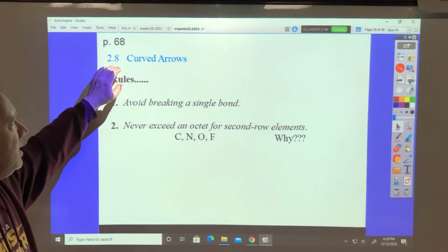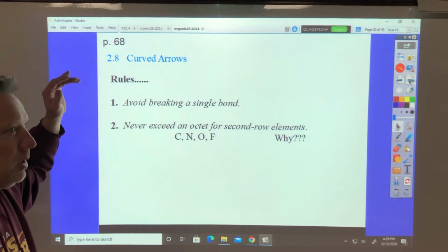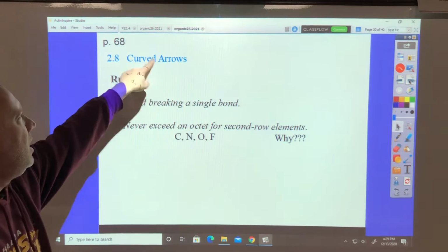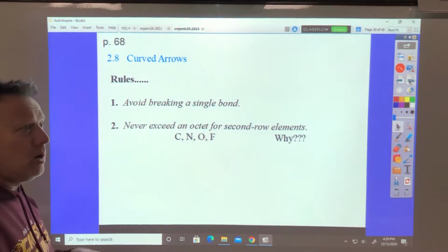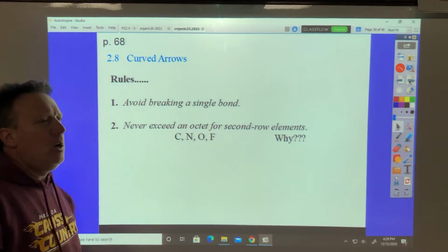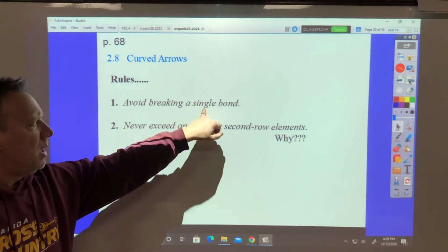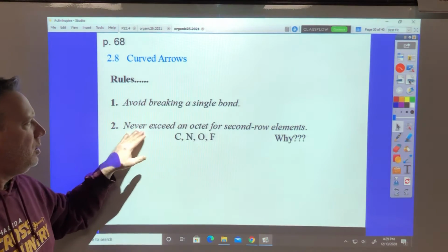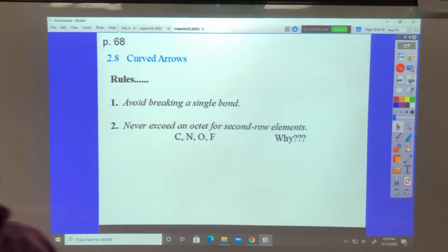If you go to page 68, we've got curved arrows, which I was going to use in my lab. The lab is really cool, but it fell on its face. Curved arrows show how charges and lone pairs can move around, and there are two rules that are pretty simple. One, avoid breaking a single bond. And two, never exceed an octet for second row elements.